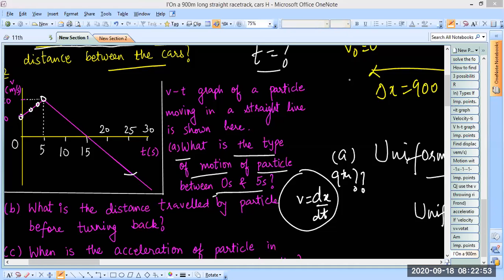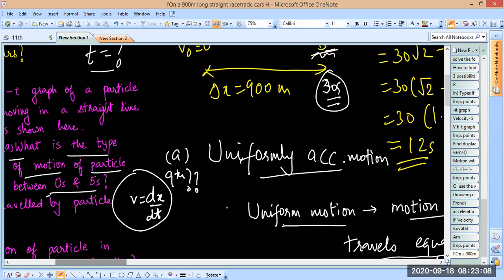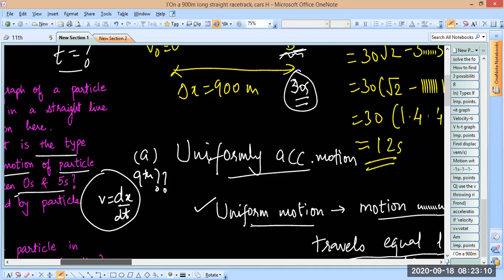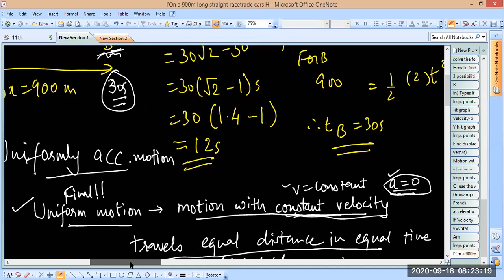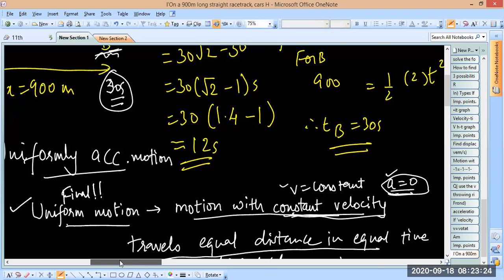So what I mean to say is, at different standards you are taught different things, right? And gradually as you grow up you go and study more and more correct or perfect things, right? But here this one ends, right? Nobody is going to tell you any other definition of uniform motion now. This is the final. This is the correct definition.